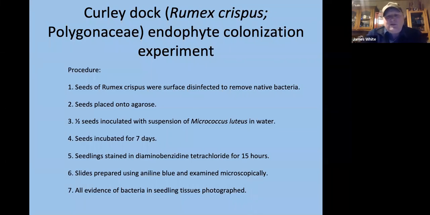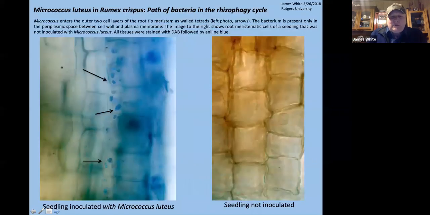And what we tend to do is we'll take microbes out of one plant, and then we'll put them in another test plant, to see if it does the same thing, to see if it goes in. And so that's what we did in one set of experiments, where we used curly dock, Rumex crispus, which is a common weed around farms and roadsides, basically everywhere. We sterilized those seeds, and then we put our Micrococcus on it. And right here to the left, you can see right around the meristem these little tetrads. See the arrows here, little blue tetrads. Those are the Micrococcus where they went in. That's right around the meristem.